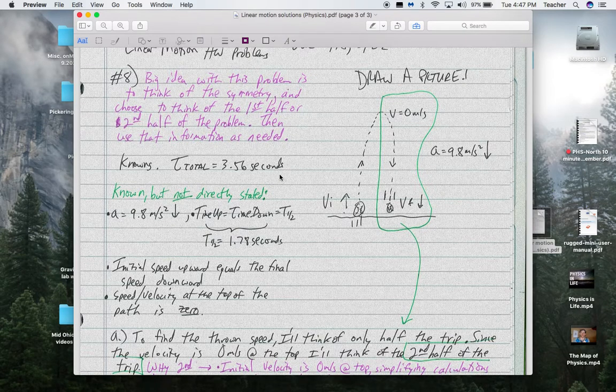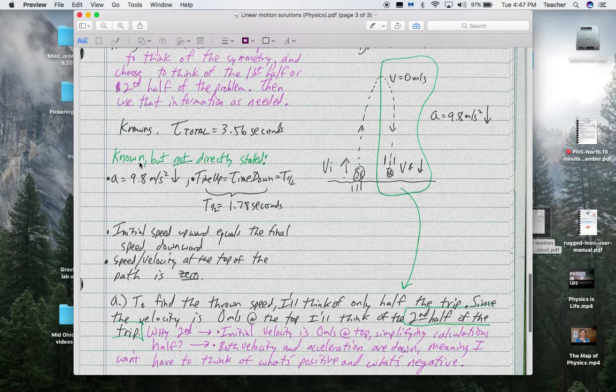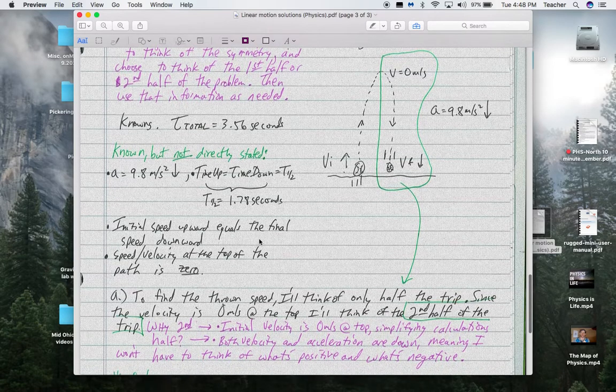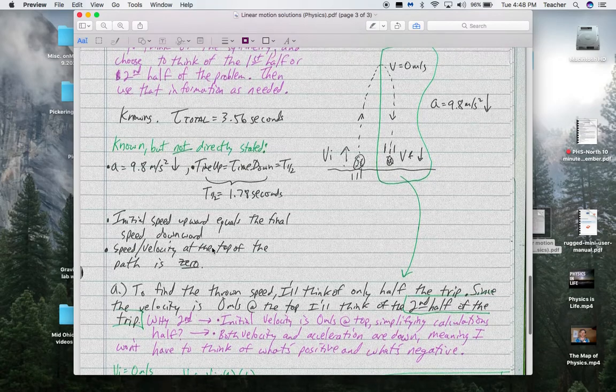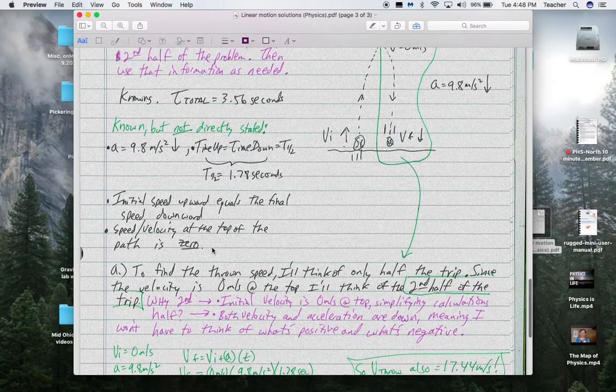So the only known you're given is the time of the trip is 3.56 seconds. Some things you should know but not directly stated are gravity's acceleration, which is down. You should know that the time up will equal the time down, which is equal half the total time, so that's 1.78 seconds. You should recognize that the initial speed upward would equal the final speed downward, and that the speed or velocity at the top of the path is 0. So if we've done the ball toss lab, by the time we go over these, those are things you should have seen in that lab also.